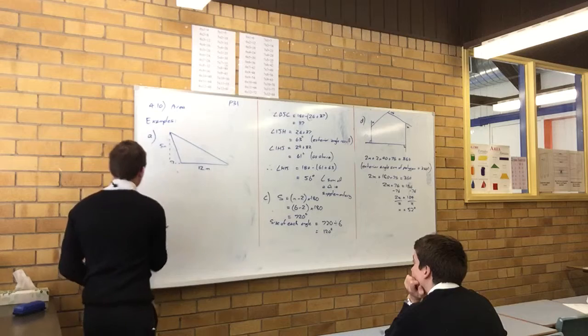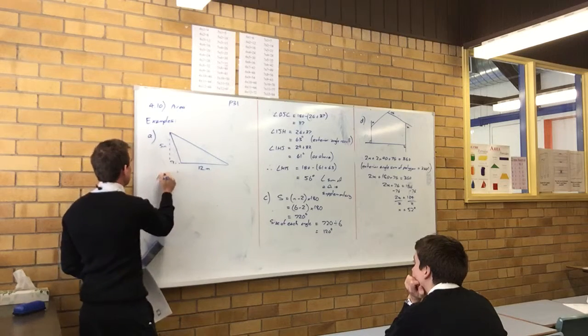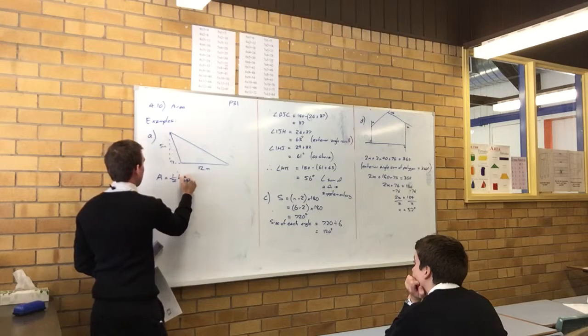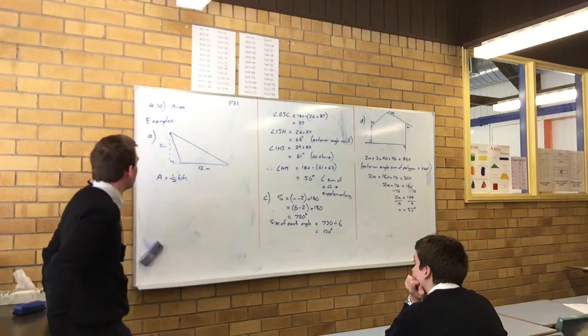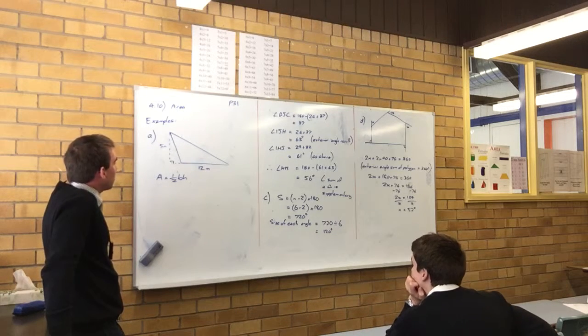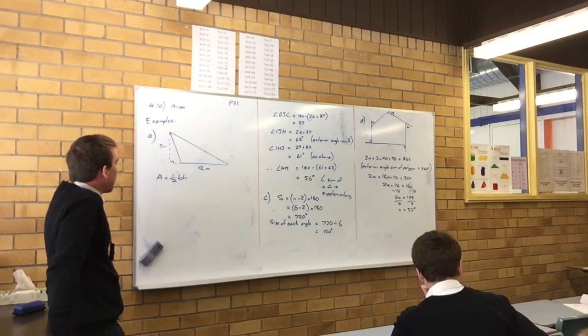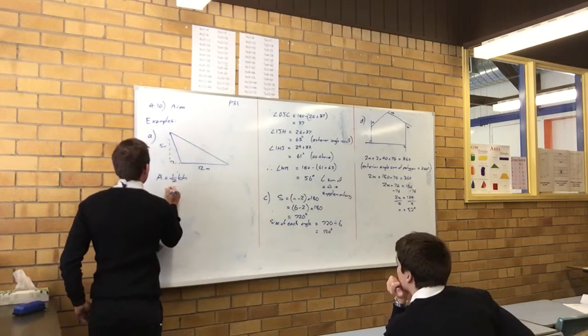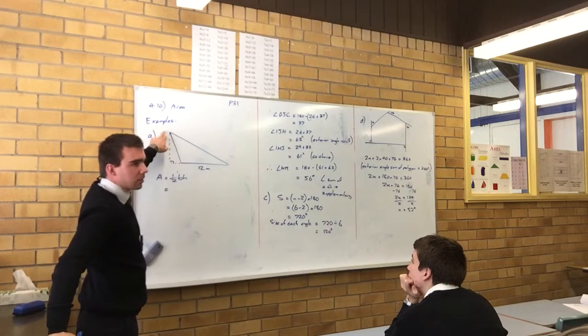Alright, so one thing to clear up: when you find the area of a triangle, the formula is half times the base times the height, because it's half a rectangle, half a parallelogram, half a square, however we say it. It is always the perpendicular height from the base up to the apex.